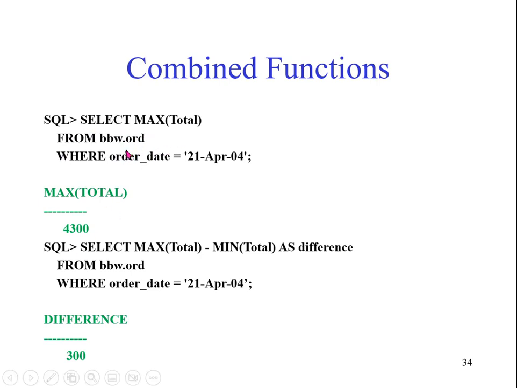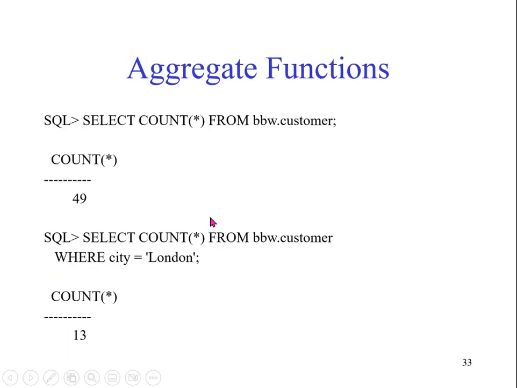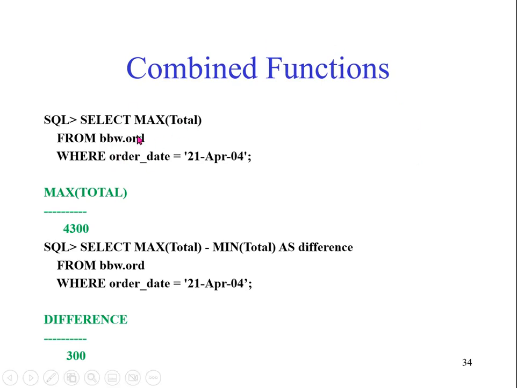All right, so we are getting data from the order table where the order date is exactly 21st April 2004, and we are returning the values. We have a total column in the order table that belongs to the bbw schema. This schema is available to you. If you are not familiar, please have a look at the video that I produced the day before yesterday on the Moodle table, and you will get familiar with these default schemas.